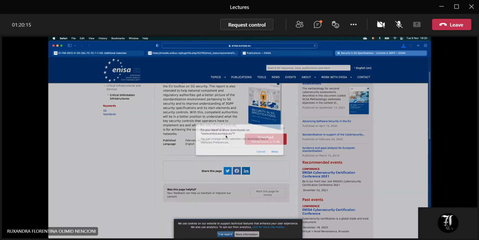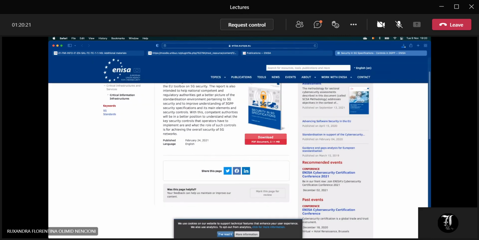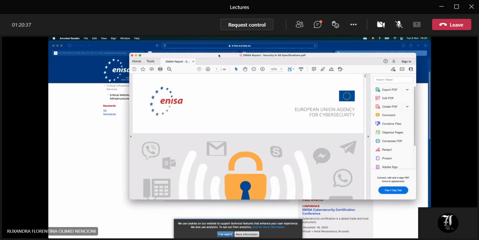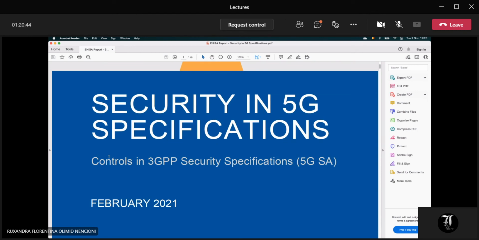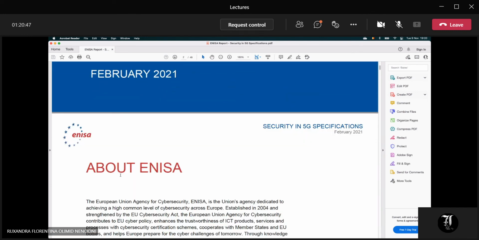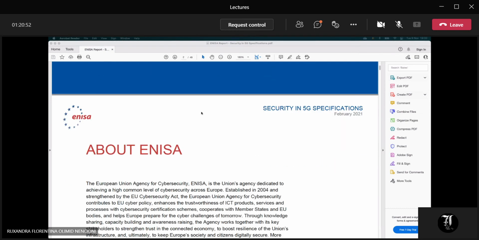You can download the paper. Okay, allow. And then you can check what's inside. Two seconds to finish the download. Okay, and here I have the download. Okay, security in 5G specification. And this seems something that is easier to read, let's say. Okay, controls in 3GPP security, February 2021. It's even new, I like it. Okay, it's not something that is old.